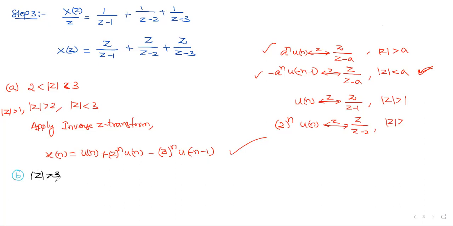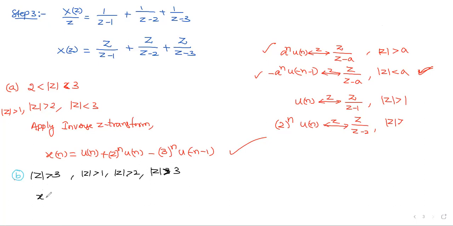What does it mean? Z value greater than 3 means definitely |Z| is greater than 1, |Z| is greater than 2, and |Z| is greater than 3. So obviously you see that from the given ROC, |Z| is greater than 3. So if it is greater than 3, it is greater than 1, greater than 2, greater than 3. So now all the signals are right-sided signals.